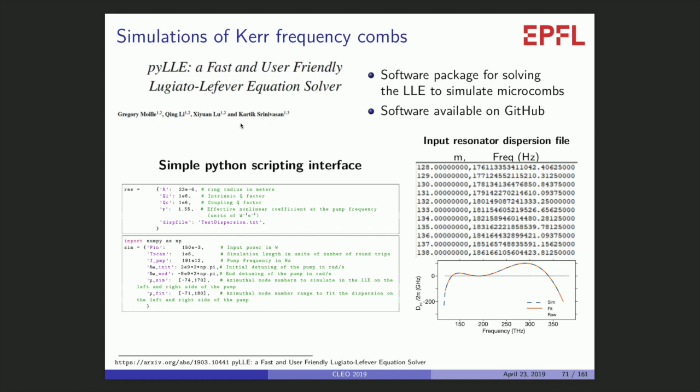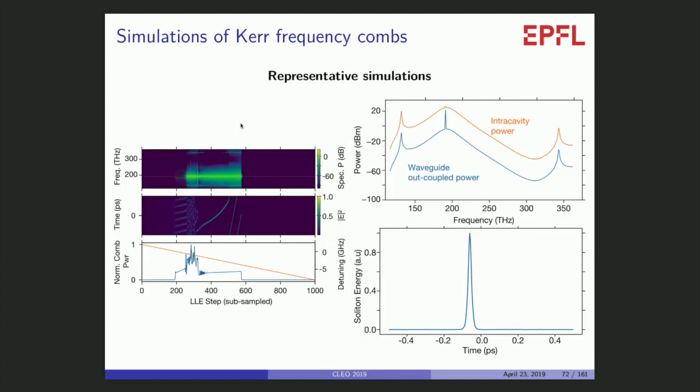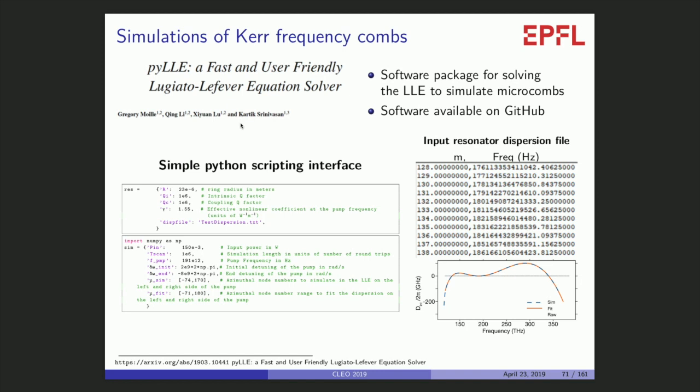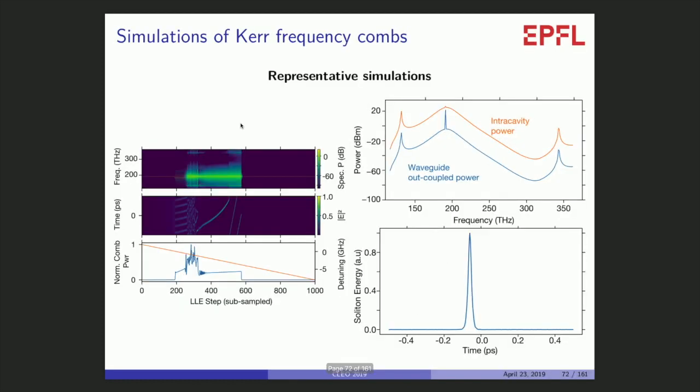And this software is available on GitHub. What it will do is you give it a dispersion profile. So this is, for instance, the profile of the mode frequencies. You see here some avoided mode crossings. And if you propagate that code, you will see the generated optical spectrum inside the cavity and also in the coupler, the waveform, and these spectra are always generated for a certain detuning sweep.